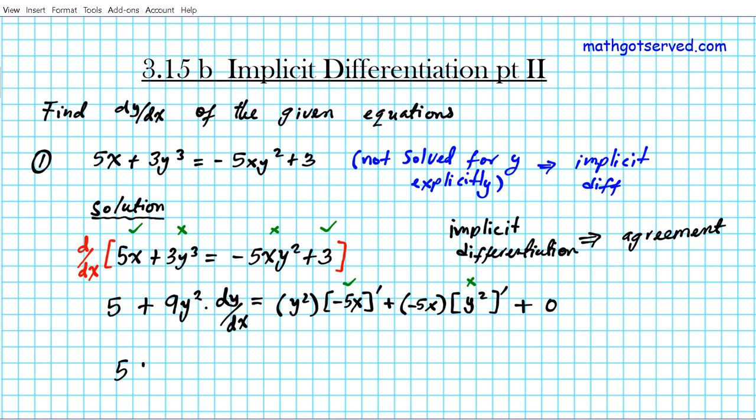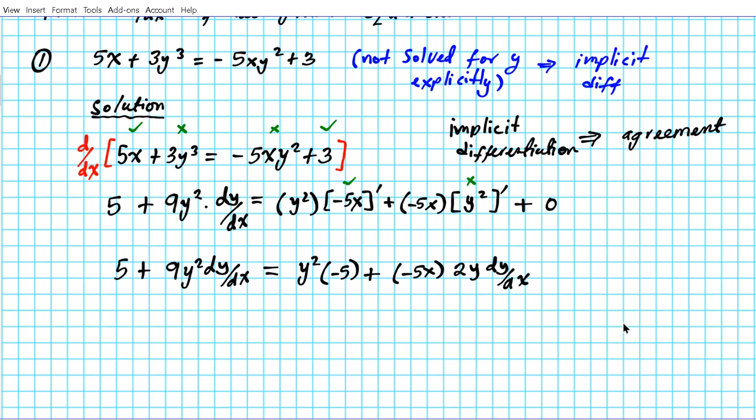We have 5 plus 9y squared dy/dx. Okay, and over here we have y squared, and then the derivative of negative 5x is just negative 5. Since we have agreement, just differentiate it like that. And then bring down negative 5x times the derivative of y squared, which is 2y. Now, since there is this disagreement, you have to add on dy/dx. Okay? Just to illustrate the disagreement. All right, let's make it look pretty, and then we're going to simplify.